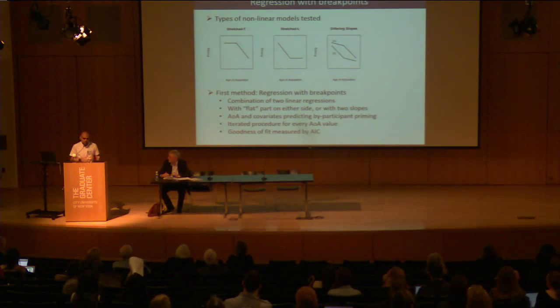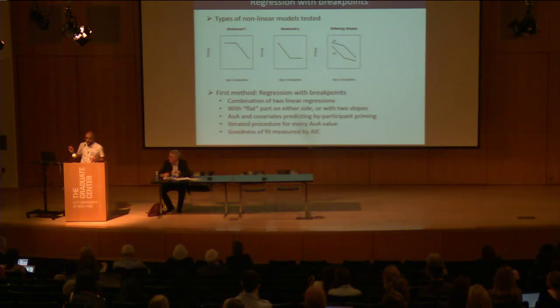Instead, what we did was an iterated procedure such that we fit a regression with breakpoints at every point of the age of acquisition range, and then we measure how well that model captures the data in terms of a measure of goodness of fit. In this case, AIC was used, a measure that penalizes complexity because we also want to favor simpler models. And by doing that, we can not only see if we end up with something that explains the data better than a linear model, in which case what we're asking is, is there a breakpoint? But also we can ask, where is this breakpoint? Where will we find the evidence for this discontinuity?